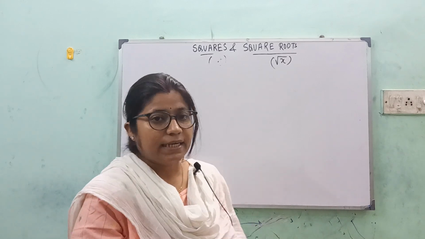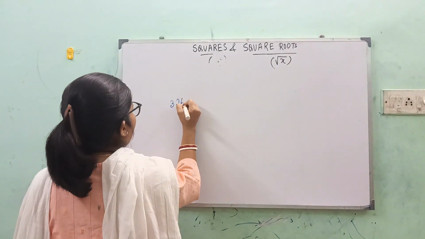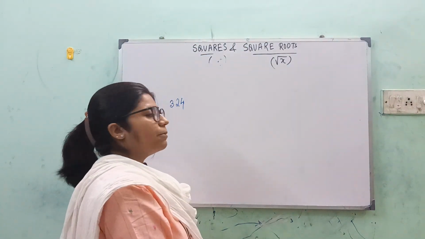Now, how do we determine whether a given natural number is a perfect square or not? Say for an example, let me give you a number 324. I have randomly given you a number. Now, how do you decide whether this number is a perfect square or not?